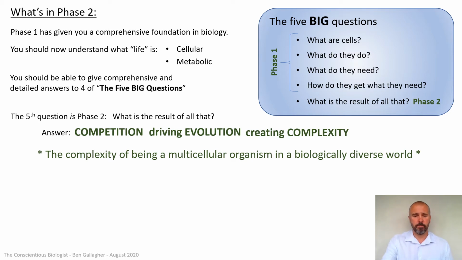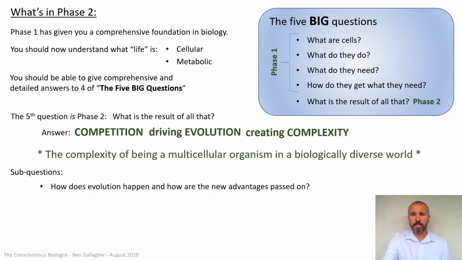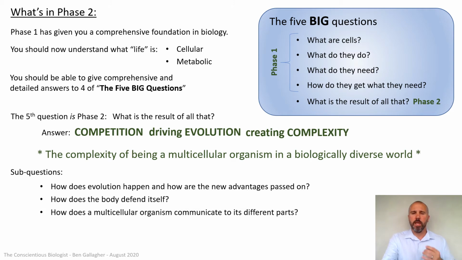It's complexity. Okay, if we try and subdivide phase 2, we're only still looking at a handful of basic questions. How does evolution happen? If we've said that's the key thing here, how does it happen? And then how are those new advantages passed on to next generations? How does the body defend itself once it's multicellular and there's bacteria and viruses that want to attack it? How does a multicellular organism communicate to its different parts? So how does the brain talk to your feet and your muscles and your heart?